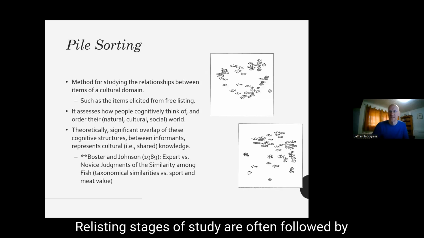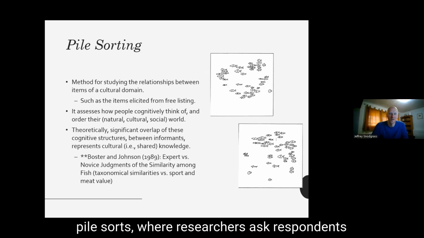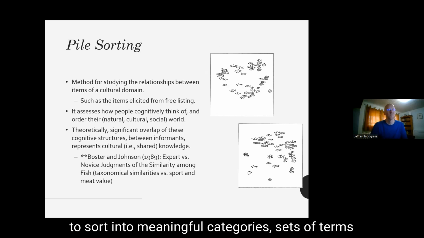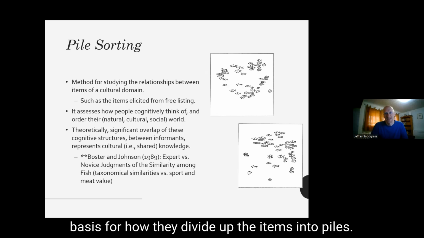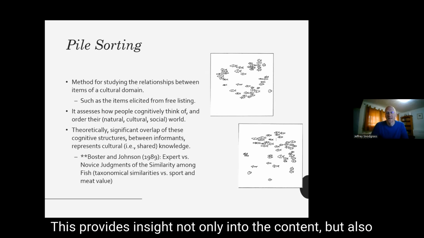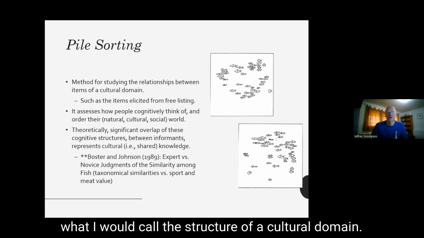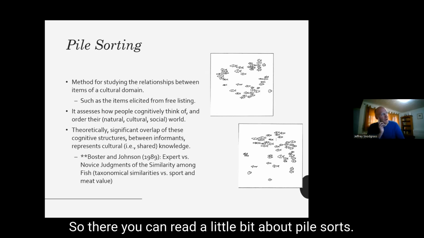Free listing stages of study are often followed by pile sorts, where researchers ask respondents to sort into meaningful categories sets of terms they find related in some way, often explaining the basis for how they divide up the items into piles. This provides insight not only into the content, but also what I would call the structure of a cultural domain. So there you can read a little bit about pile sorts.